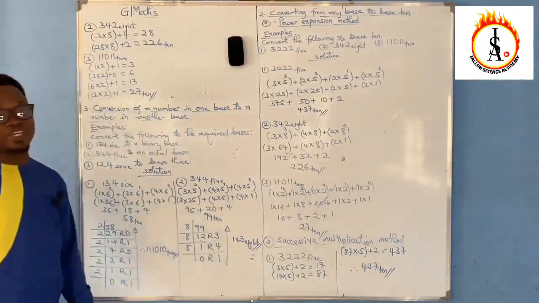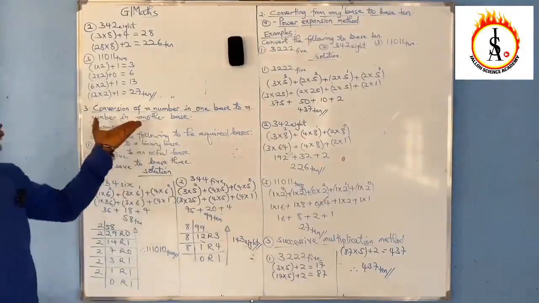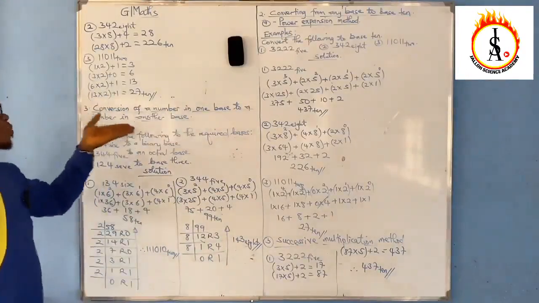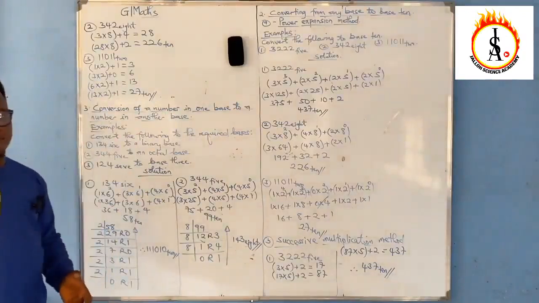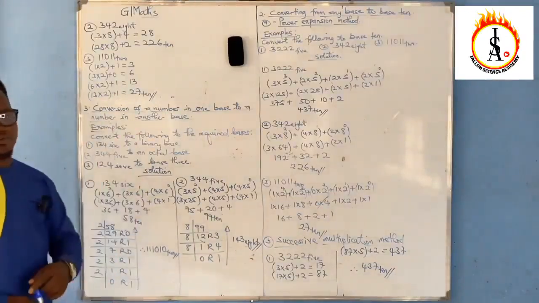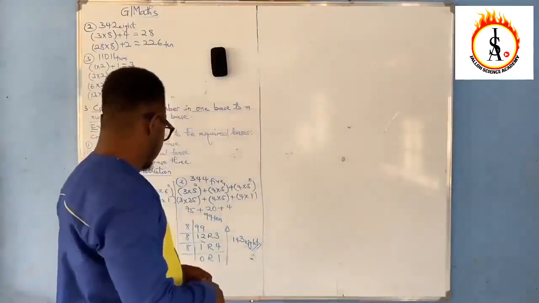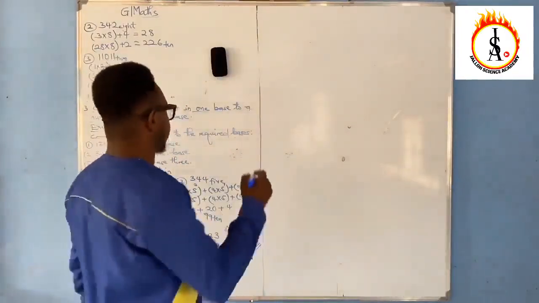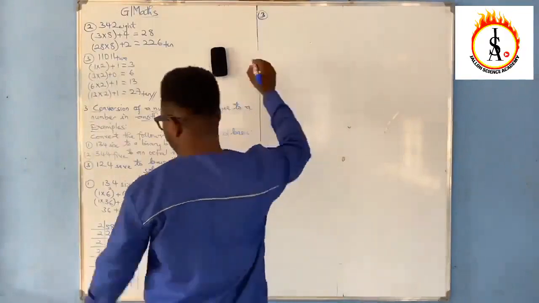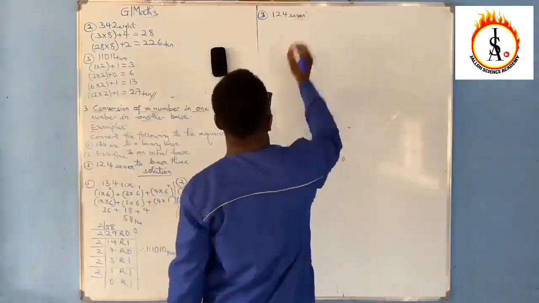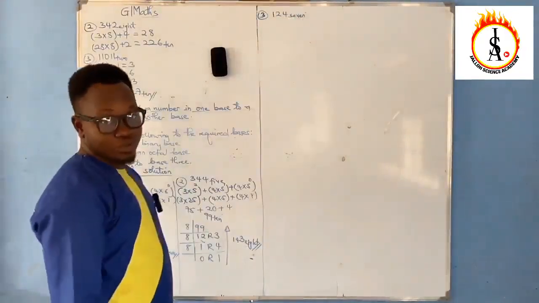So this is how you can convert a number in one base to a number in another base other than base 10. So this is the conversion. So we look at the third example. Base 7. We have to convert it to base 3.